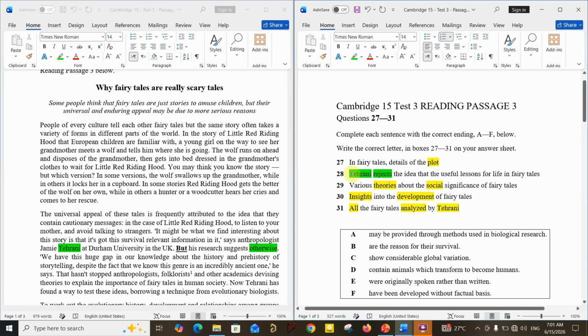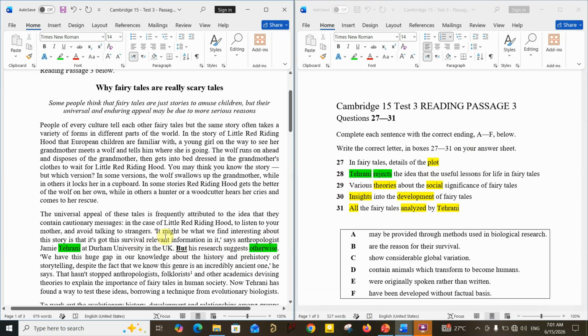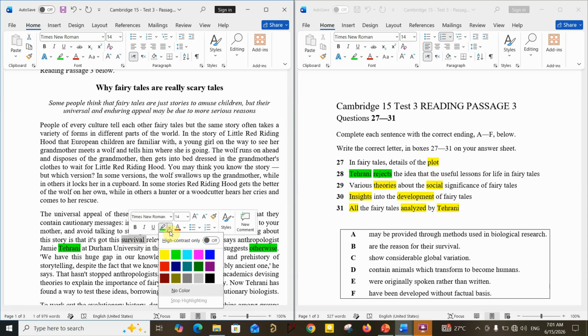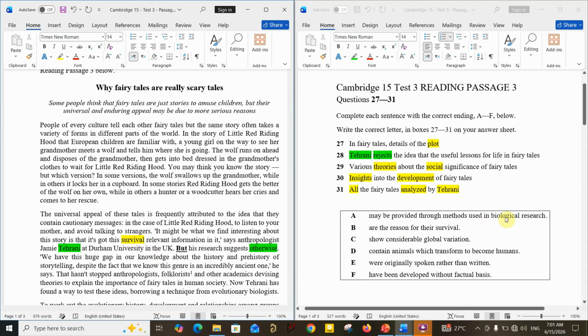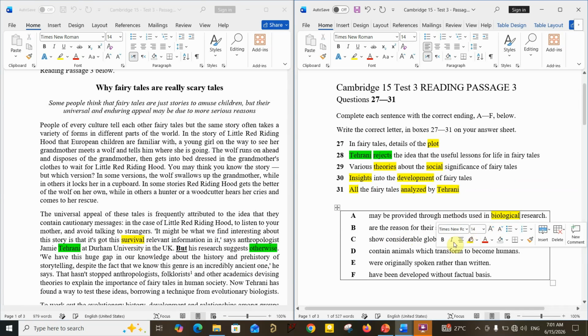Tehrani rejects the idea. Rejects what? Rejects what we want. This is already that it's got their survival relevant information in it. Find survival. The idea that the useful lessons for life in fairy tales may be provided through methods used in biological. Again, find the clue words: the reason for their survival. That's it, survival. Option B, survival.